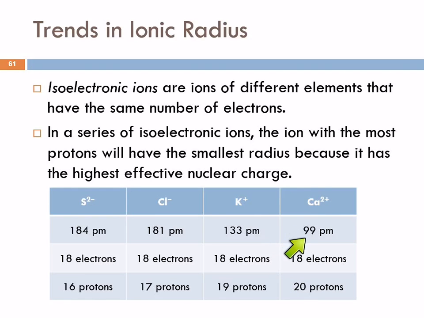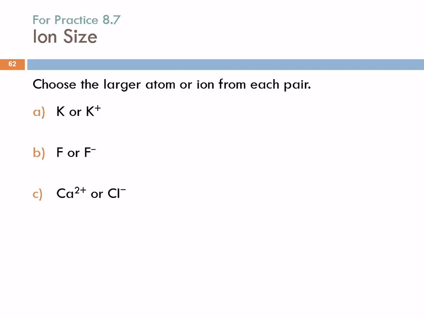Calcium has a radius of 99 picometers. Sulfide is 184, almost twice as much. And it's all because of the effective nuclear charge, the charge on the nucleus. Because the electrons, same number of electrons occupying the same orbitals. The only difference is the nucleus. So let's look at these. Choose the larger atom or ion from each pair.